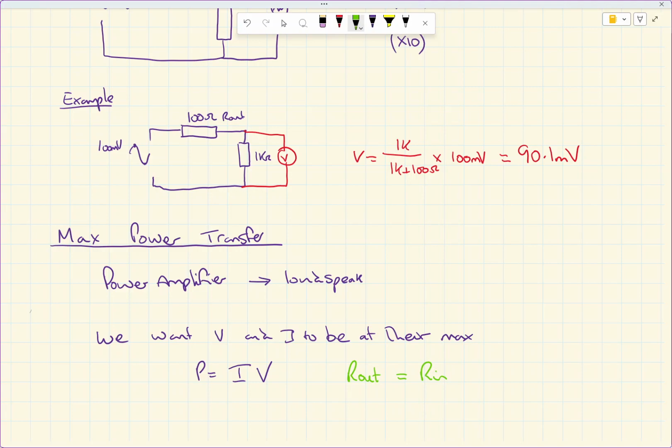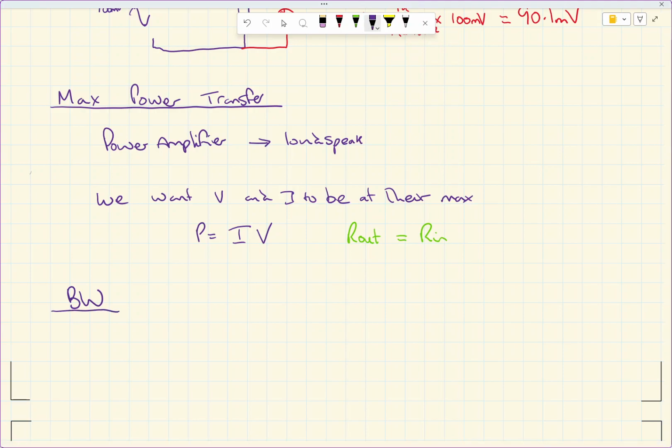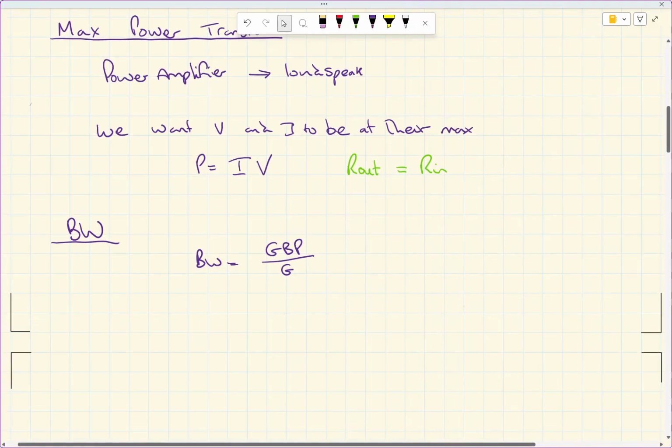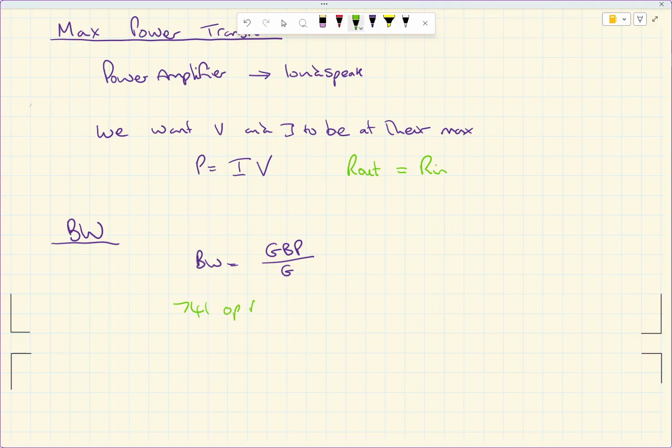Okay, right. Let's just do the last little bit on bandwidth. So we know that bandwidth equals our gain bandwidth product divided by our gain. Now this formula is not on the formula sheet, so it's certainly one that's worth remembering. Now if we've got a 741 op amp, that has a gain bandwidth product as stated by the manufacturers of different values, but we'll go for 1 megahertz.